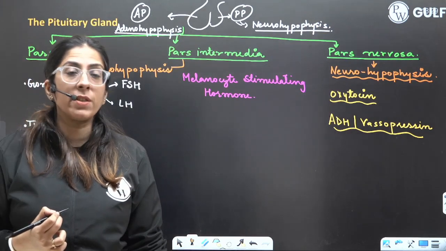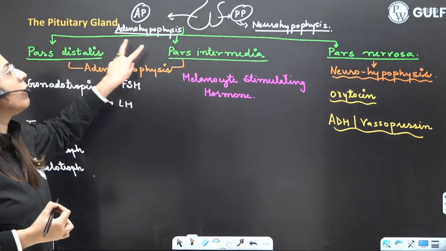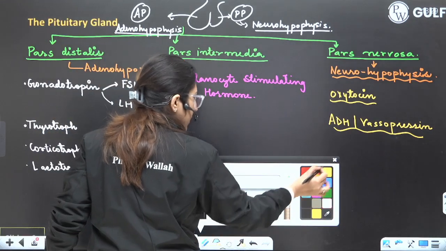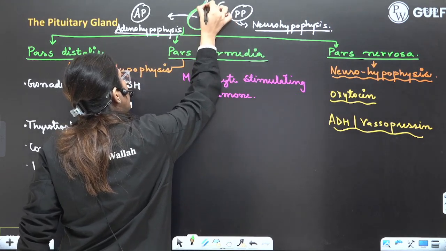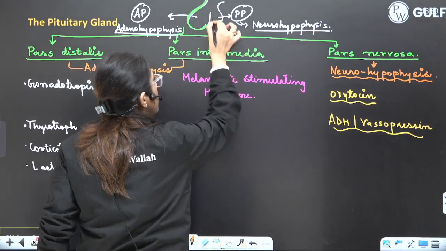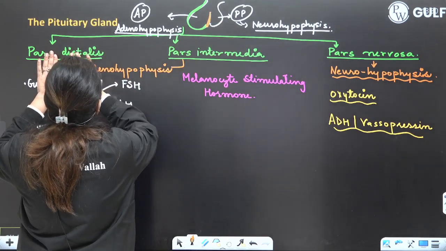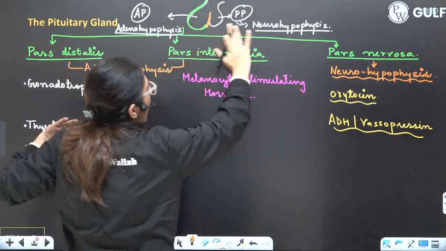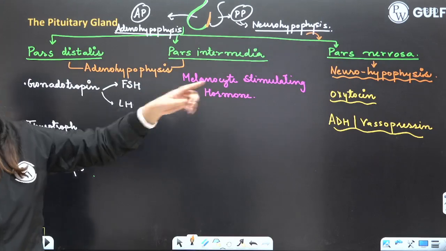Adenohypophysis is the anterior pituitary, which has two different parts. One you can see over here, this part, is termed pars distalis. The middle one is the pars intermedia. So adenohypophysis has two parts, pars distalis and pars intermedia, whereas pars nervosa is a part of the neurohypophysis. Done?